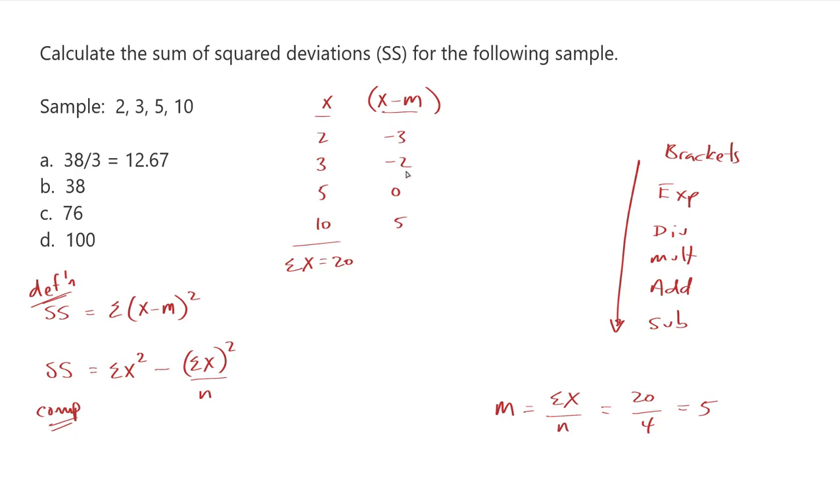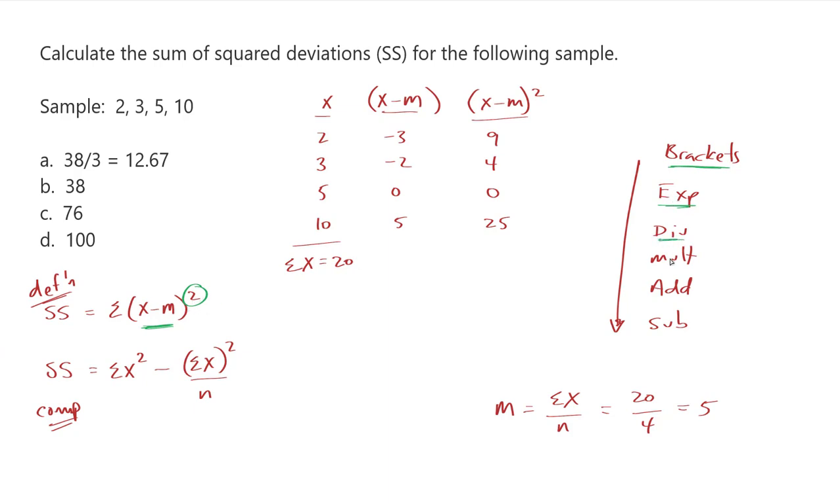Okay, so am I supposed to do anything with these? Well, out of the formula here, what I've done so far is I've looked at what's in the brackets, which is the deviation. Now I have to move on to my exponent, because that's what comes next. So I'm going to square each of the deviations that I've already found. So negative 3 squared is 9, negative 2 squared is 4, 0 squared is 0, and 5 squared is 25.